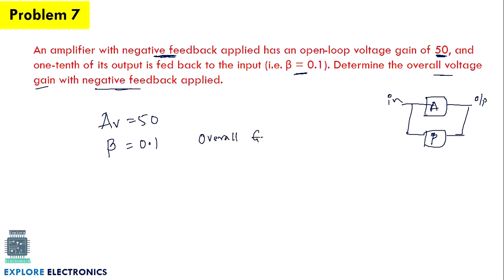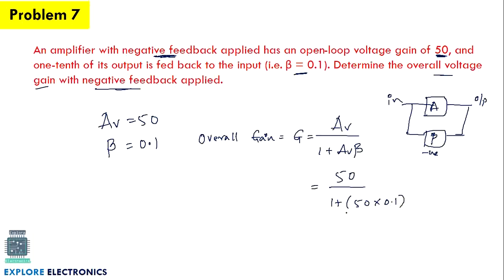What is the overall gain? Let me call it G. It is AV divided by 1 plus AV times beta. This is the overall gain if we connect the negative feedback. So substitute 50 divided by 1 plus 50 into 0.1. It gives, I guess, 8.33. This is the overall gain of the amplifier. By connecting the negative feedback, what happens? The gain reduces. Here you can observe AV is 50. After connecting the feedback with the feedback factor 0.1, we have reduced that gain to 8.33.